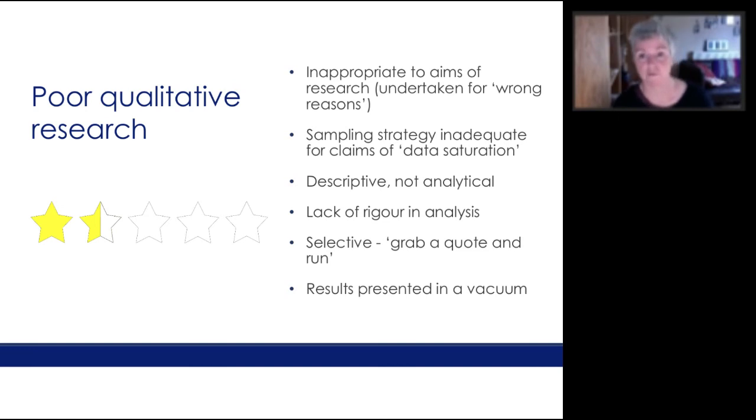There's a list here of poor quality research. Poor quality research shouldn't really make it through the review process, to be honest, but every so often it does. You might be undertaking this research for the wrong reasons. The aims just aren't robust enough, so the study doesn't quite work. I think the research processes are so robust these days that this is less likely to get funding. Your sampling strategy is inadequate.